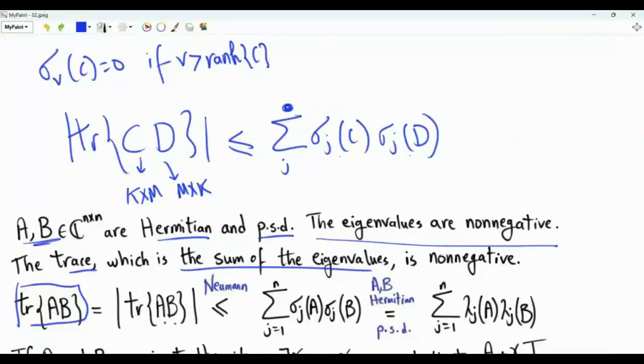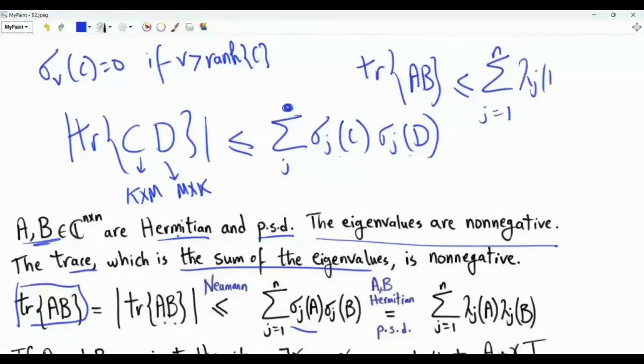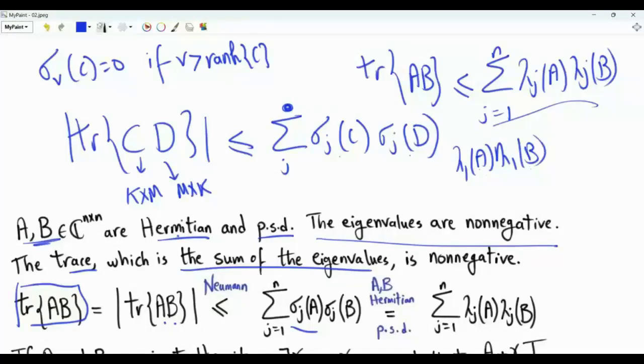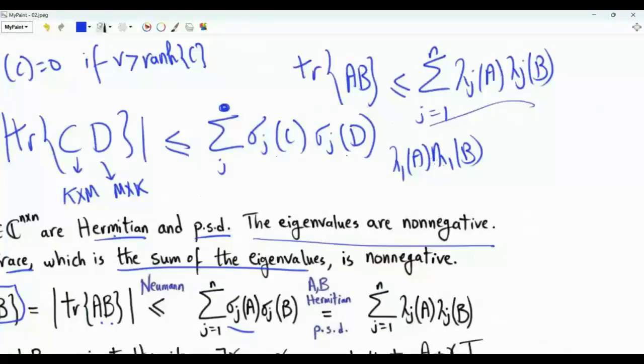In our case, because the matrices are Hermitian and positive semi-definite, the singular values are the eigenvalues. So for Hermitian and positive semi-definite matrices, indeed, the trace of AB is upper bounded by a sum, J from 1 to n, lambda J of A, lambda J of B. We have a sum of products. The upper bound is lambda 1 of A, lambda 1 of B, those are the maximum eigenvalues of A and B respectively, plus lambda 2 of A, lambda 2 of B, and so forth.